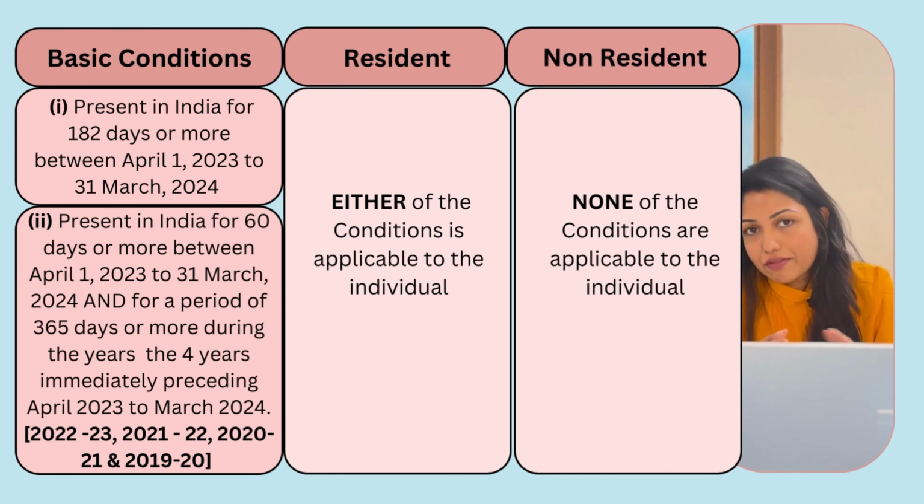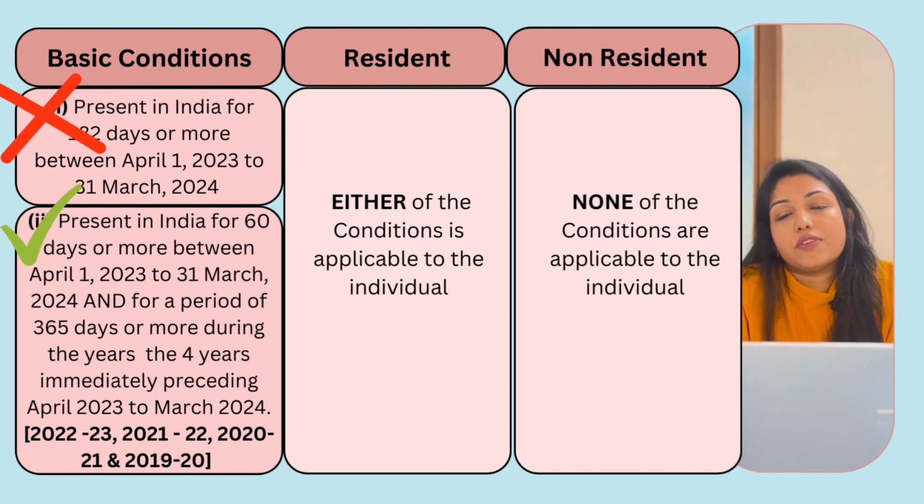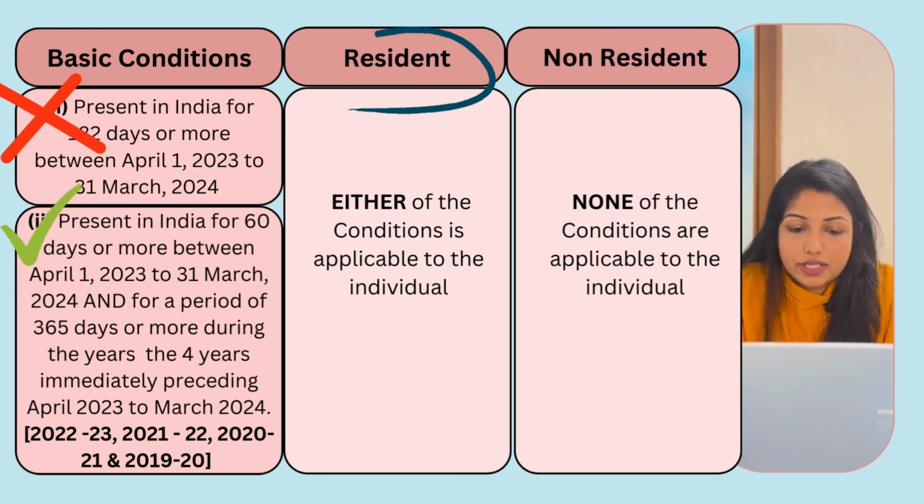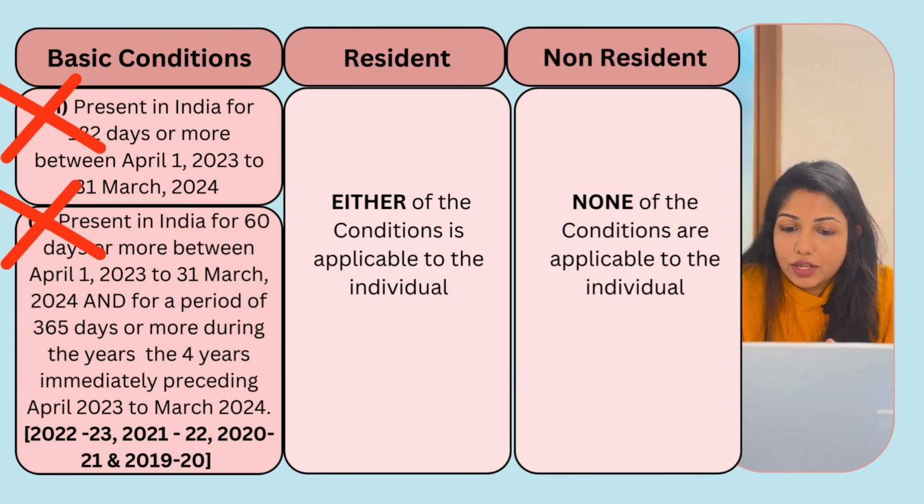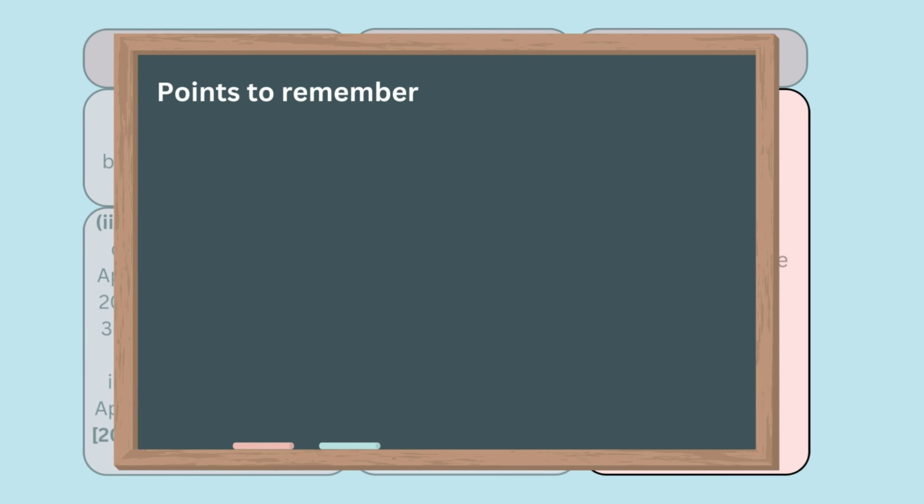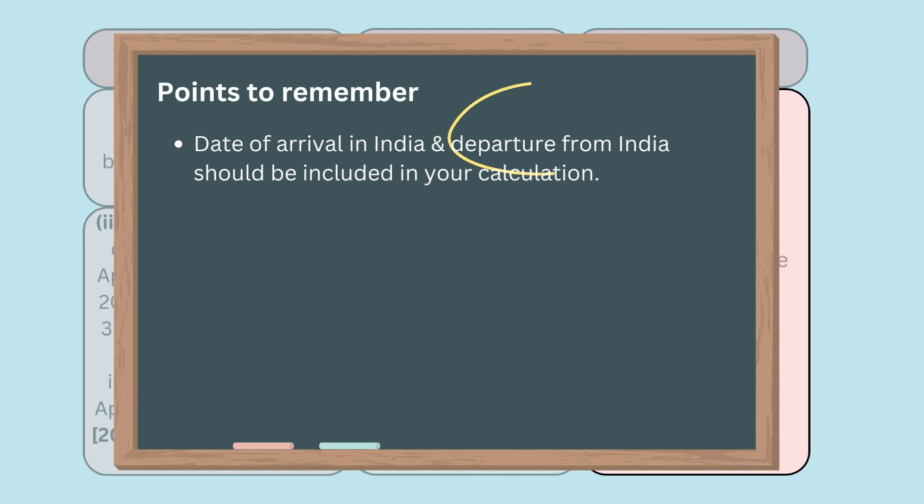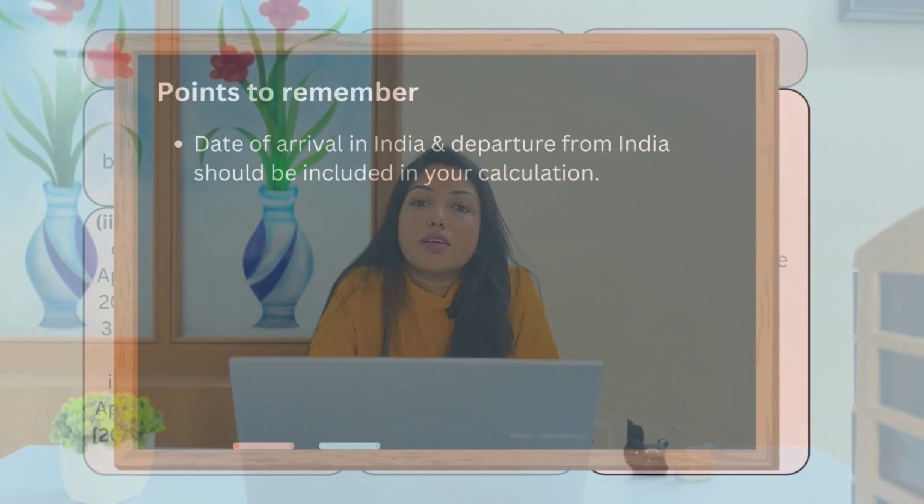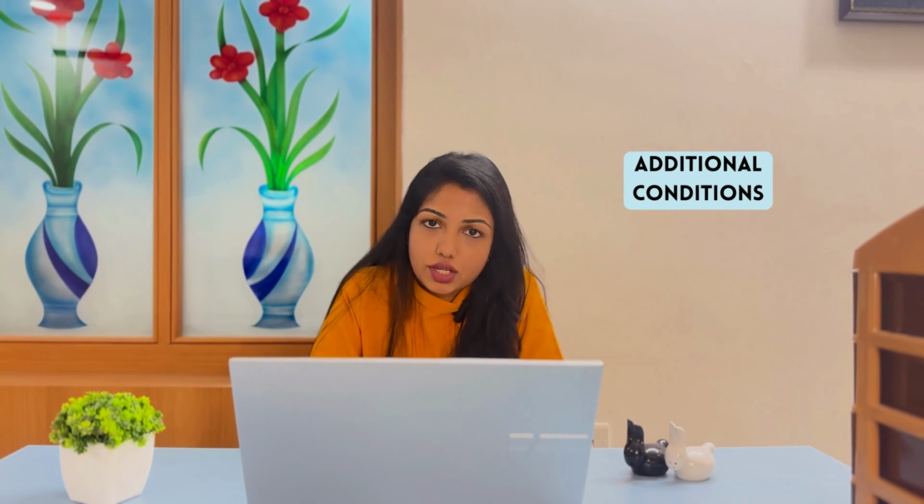So if you haven't fulfilled the first condition, but if you fulfill the second condition, then you will be a resident. But if you do not fulfill any of these conditions, then you will be a non-resident. So if you fulfill any one of these basic conditions, either the first one or the second one, then you are a resident in India. And if you do not fulfill any one of them, then you are a non-resident. Please remember that the date of arrival in India and the departure from India should also be calculated. So now that you are done with applying the basic conditions, let's proceed with applying the additional conditions.